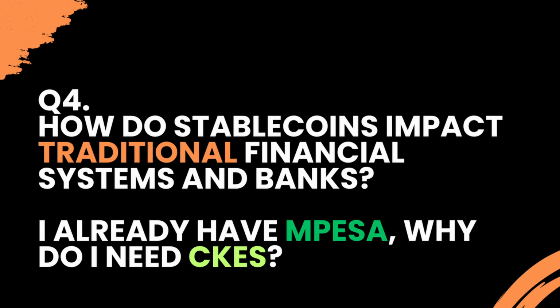All right, cool. Thanks for that. I think that also just leads into the next question that I had, because you've spoken about supply chain and the swaps that need to happen, and generally this leading to better adoption. So the next question I have for you is, how do stablecoins impact traditional finance systems and banks? And given that I already have M-Pesa, why do I need CKES, which is the Kenya shilling stablecoin project that's launching soon?